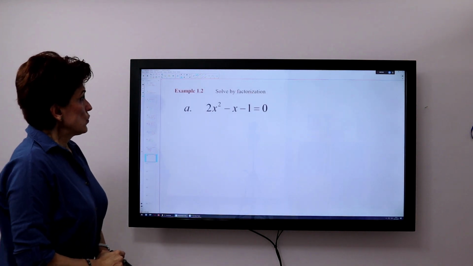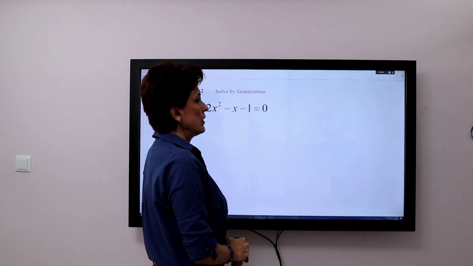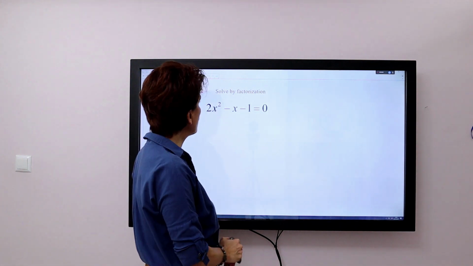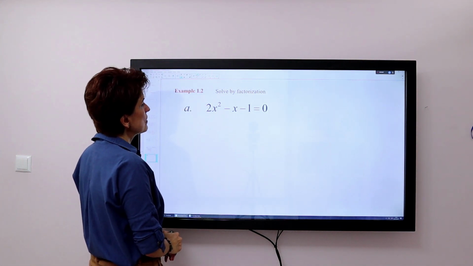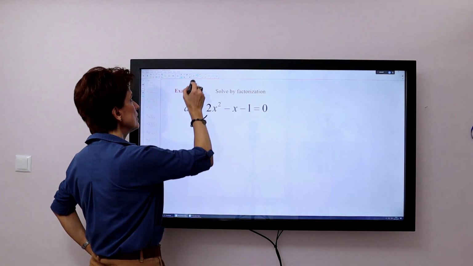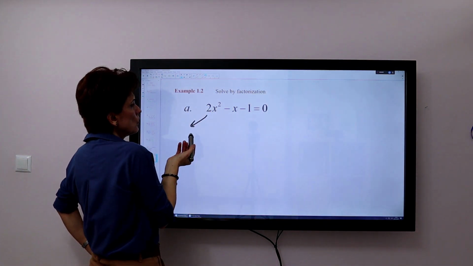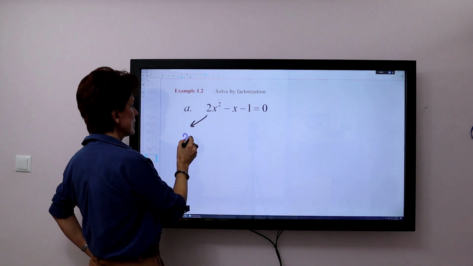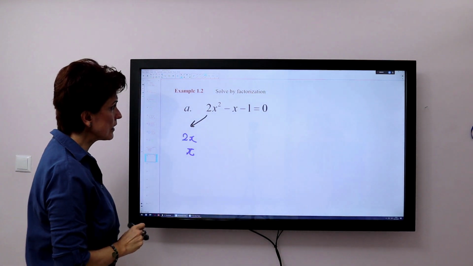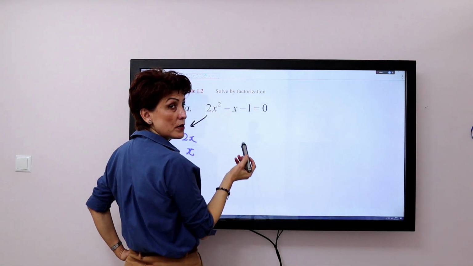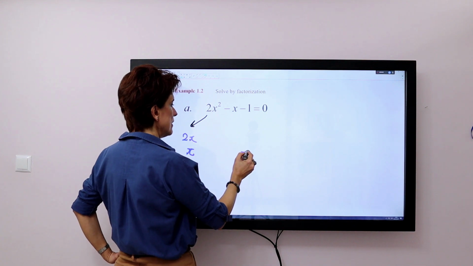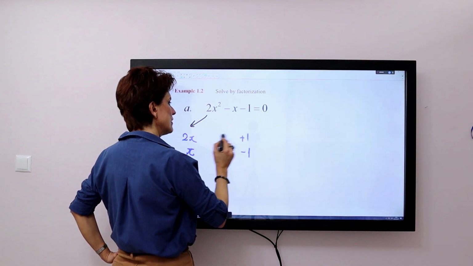Solve by factorization. Okay? Here we need to find two different terms. The product of those two terms has to give us 2x squared. We don't have too many options. What do you think? What could it be? 2x, x, right? Then the first condition is done. Second, we need to find two different numbers. The product has to be -1. What could it be? -1, +1, right?